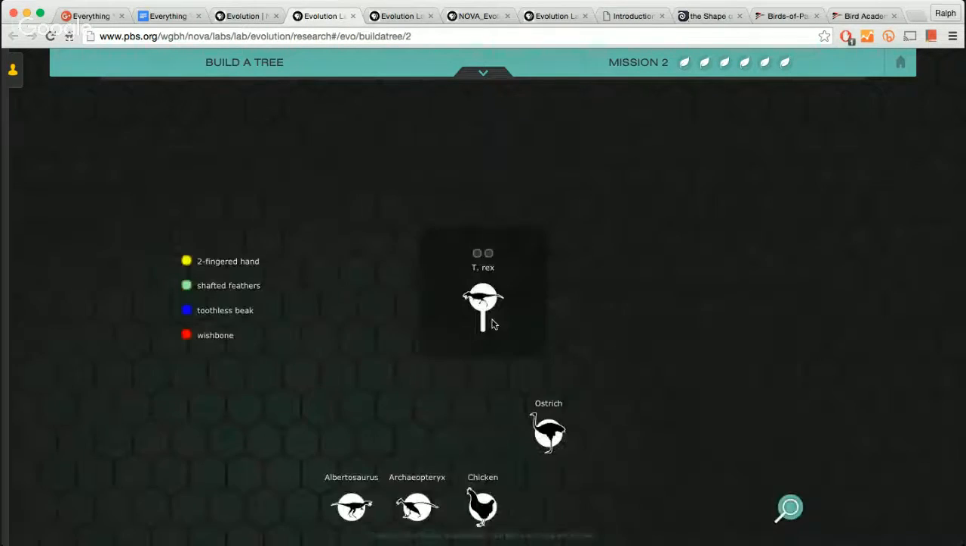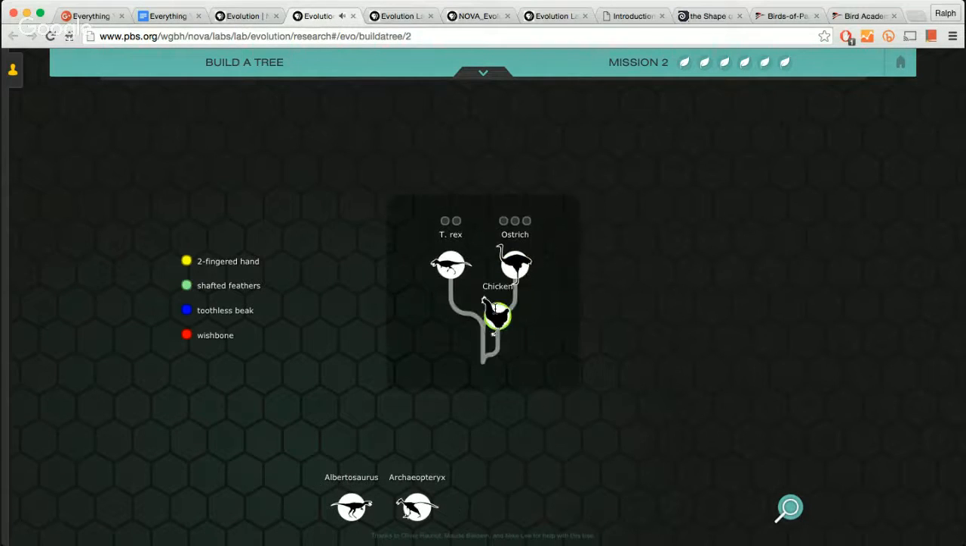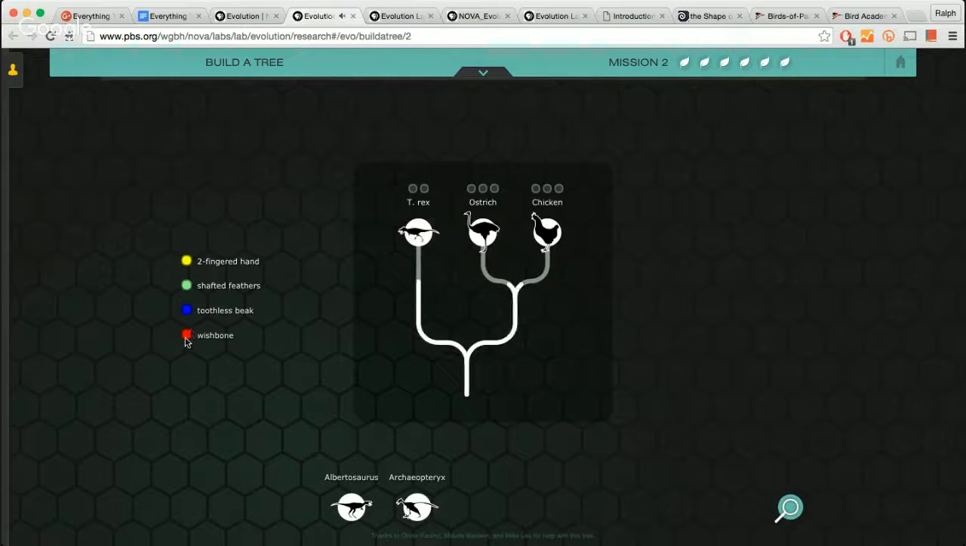In the game, say we know there's a good chance that the ostrich and the chicken are related, and we know that everybody here is probably going to have a wishbone based on what we saw. As you put the traits on the tree, they fill in these icons, these little bubbles at the top of every species that represent that trait. Stephanie, did you have a quick comment?